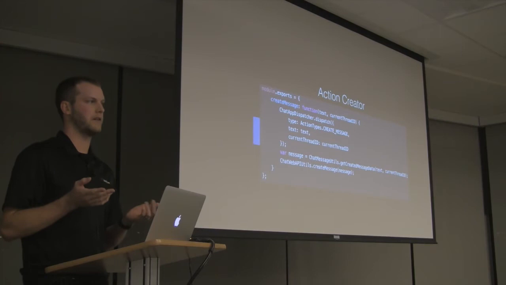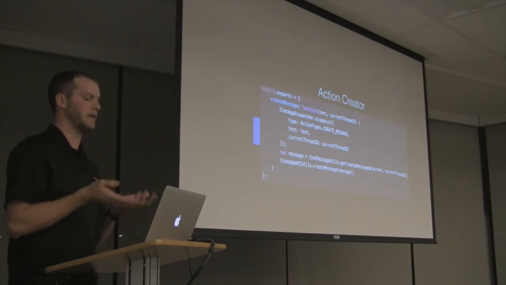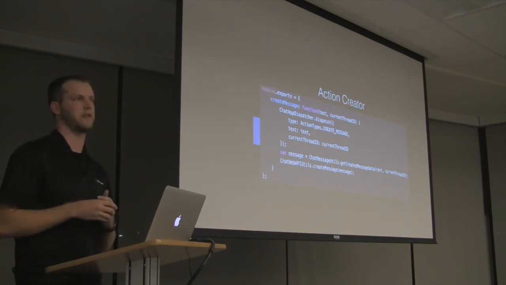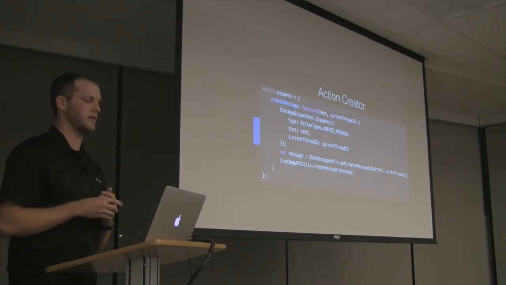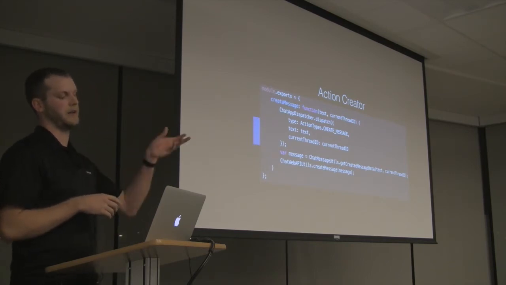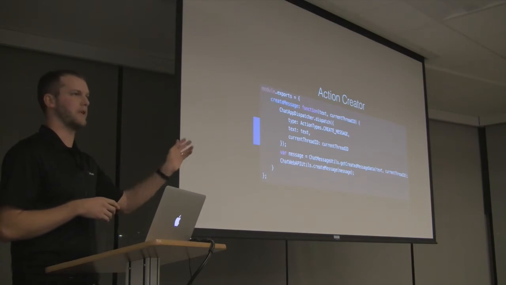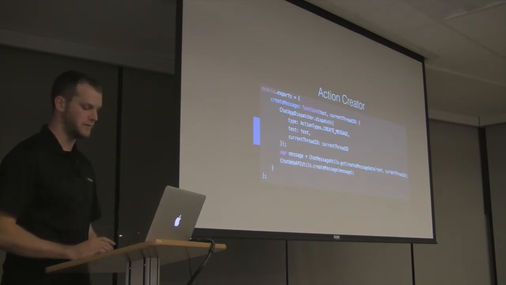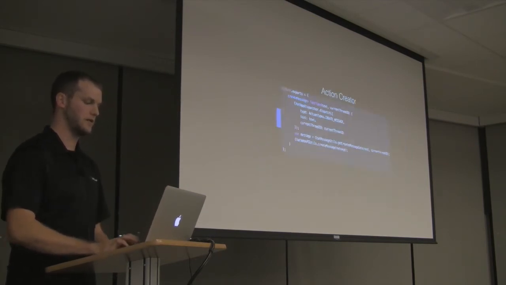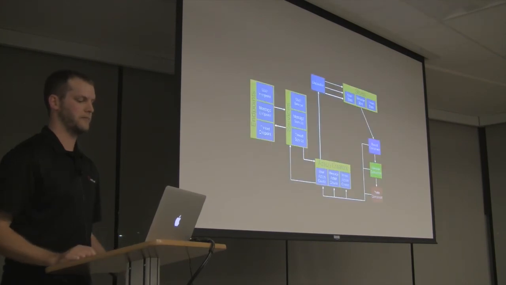It's an object, and by convention, it has a type and some payload. In this case, the payload is text and current thread ID. And then later, the action creator says, okay, API layer, actually create the message. And then when it comes back successfully, it'll call dispatch as well. And so let's go through this example here.